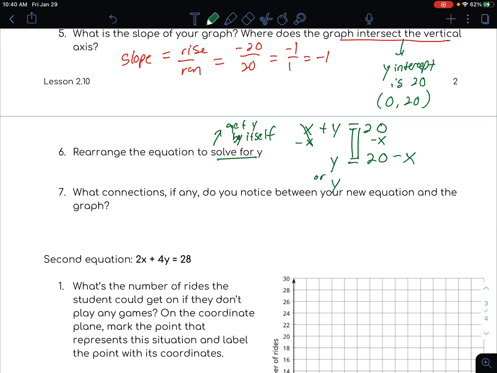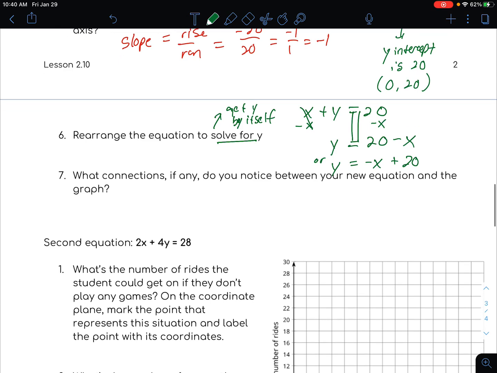Or another way of writing this is you could put the x first if you really wanted to, into y equals mx plus b form, slope-intercept form. You could put that negative x first and then the positive 20, because the minus sign is in front of the x, we would want to keep that there. So either one of those could work. All right.